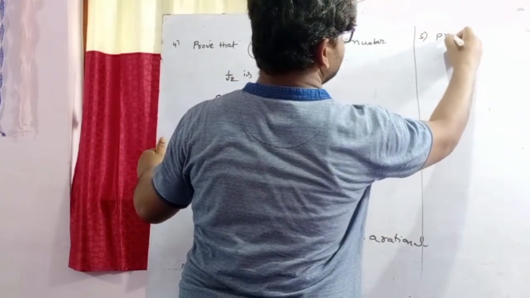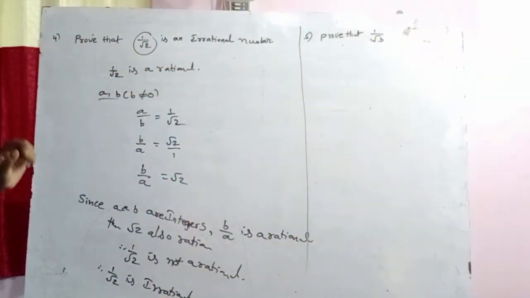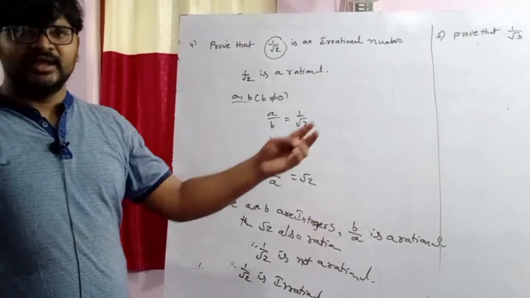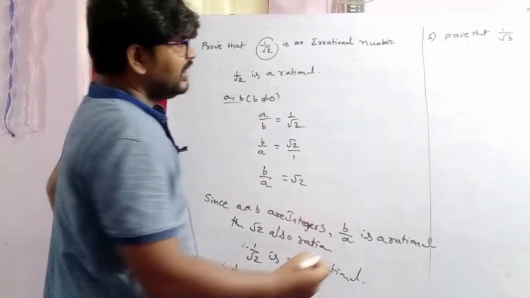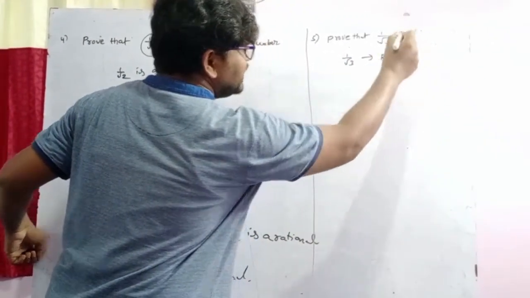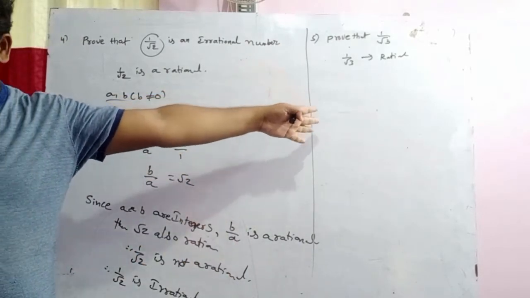Prove that 1 by root 3 is an irrational number, another model. Same process. Let us assume to the contrary that 1 by root 3 is rational. This is the first step.